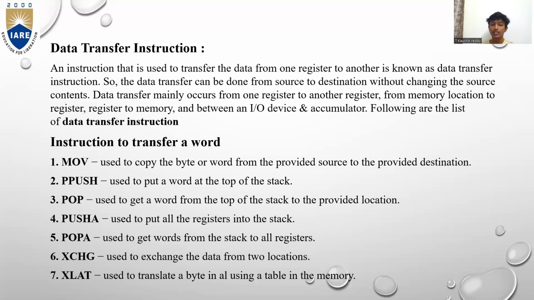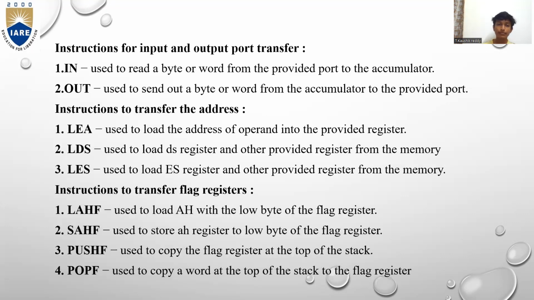XCHG is used to exchange the data from two locations. XLAT is used to translate a byte in AL using a table in memory. Then, instructions for input and output port transfer. IN is used to read a byte or a word from the provided port to the accumulator. OUT is used to send out a byte or word from the accumulator to the provided port.